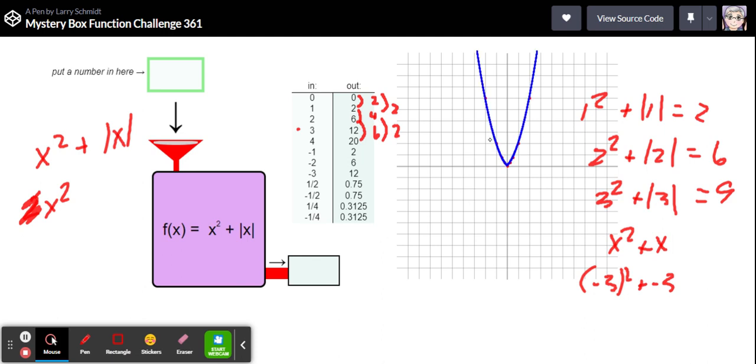Yeah, so you get something that looks like it's halfway between that absolute value function and the quadratic. Well, how did that go for you? I think this was a bit of a head scratcher.